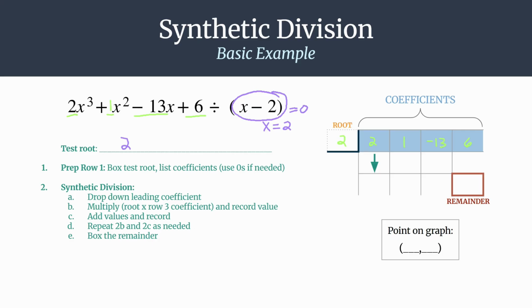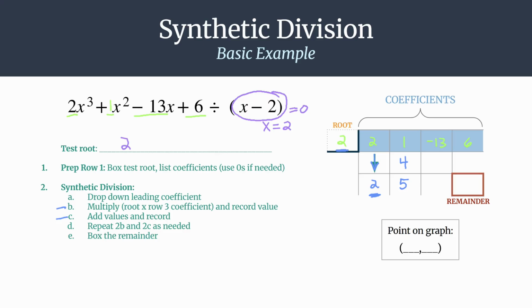All right, so now we go to the actual process of synthetic division. We know we always get it started by dropping down that first coefficient, so we simply bring down that first 2. All right, then we're going to multiply our root times our coefficient that's now in row 3, so root times row 3 coefficient. So 2 times 2 is 4, and we record that value in the next column, second row. Then we add that second column, so 1 plus 4 is 5, record it in the third row, and then we're just going to repeat that process of step 2b and step 2c over and over again until we get to the end of our setup.